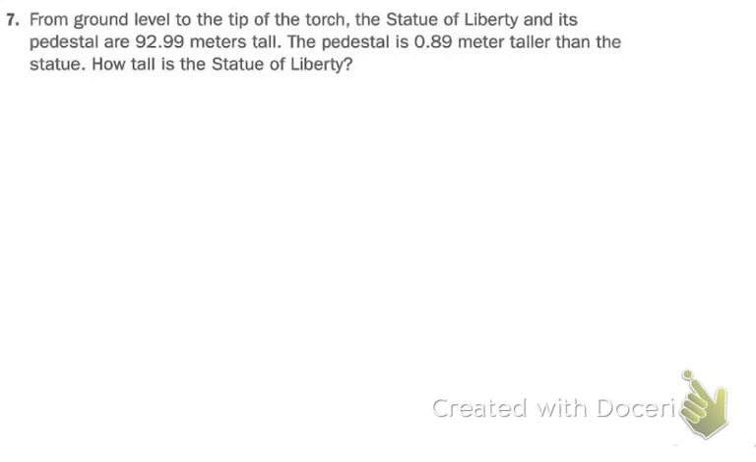Oh yeah, that's right. I already said the answer accidentally for number 6. Said it for number 7 during number 6. The answer is 46.05 meters. Now for the reason why, stay tuned.